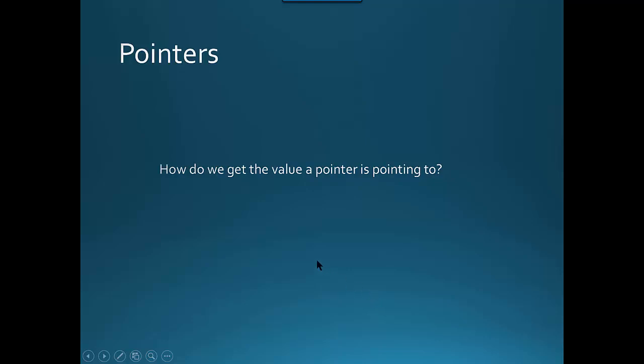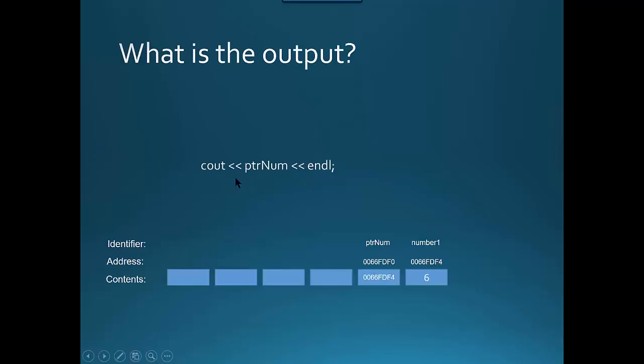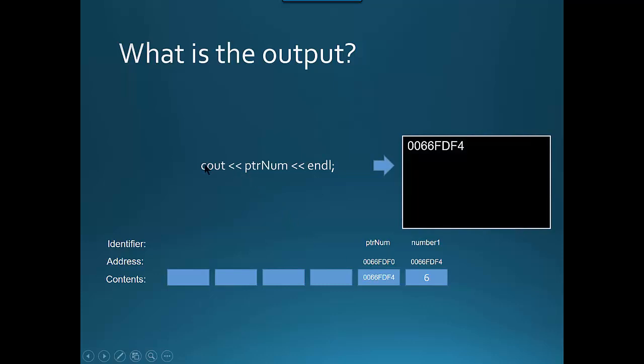So how do we get the value that the pointer is pointing to? If we were to just say, output ptrNum, are we going to get 6 or are we going to get something else? Think about the answer. The way to do this is look at ptrNum and see what the value is. That's the value, and cout just takes whatever the value is and displays it. So think about what you think you're going to see on the screen and then hit continue. And yes, if we just cout ptrNum, what we would get is 66FDF4.